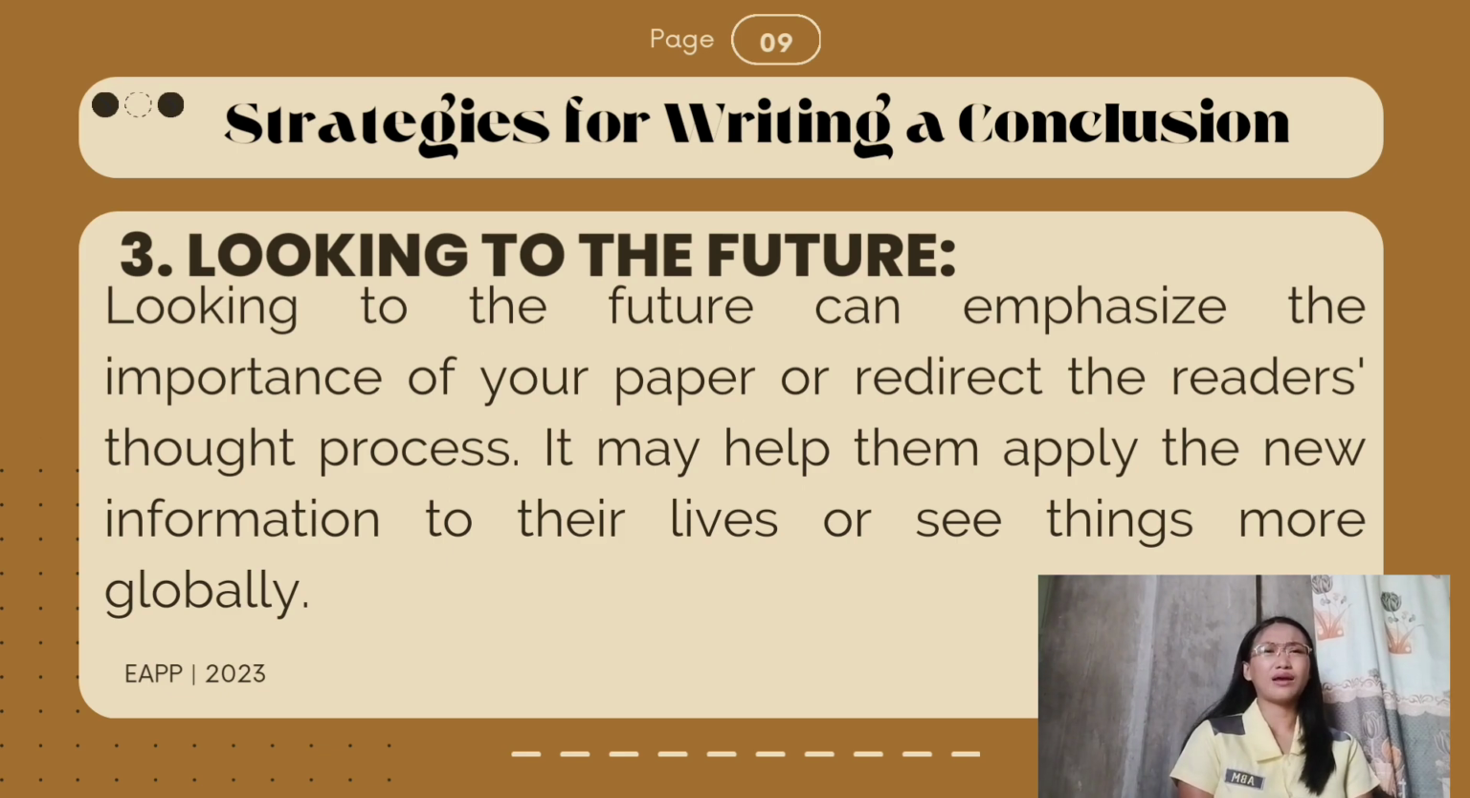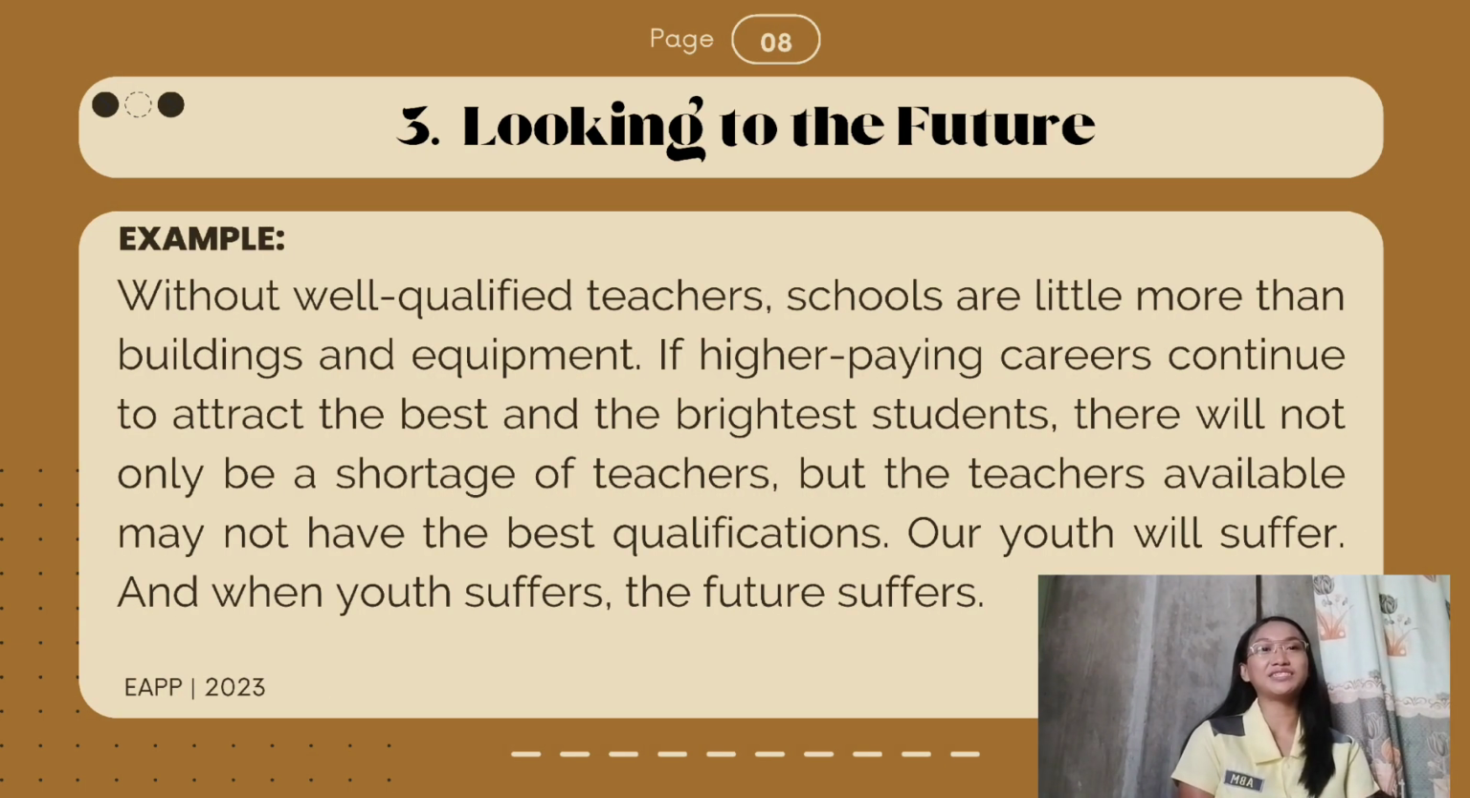For example, without qualified teachers, schools are little more than buildings and equipment. If higher paying careers continue to attract the best and the brightest students, there will not only be a shortage of teachers, but the teachers available may not have the best qualifications. Our youth will suffer, and when youth suffers, the future suffers.